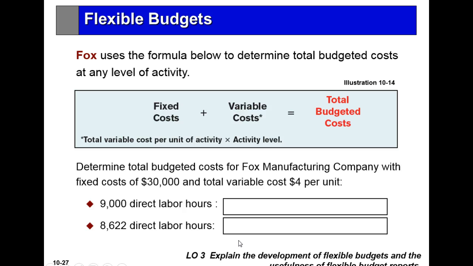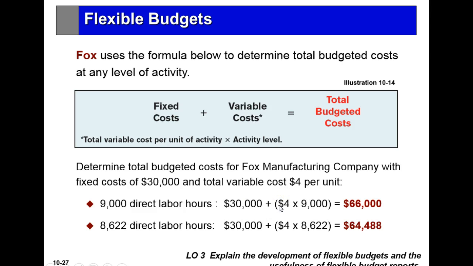So then do we just add, do we just take direct labor hours times $4 per unit and then add the $30,000? Yes, you're exactly right. So we're going to take the $30,000 plus our activity level times 4 to come up with what our total budget's going to be. Pretty simple, isn't it?